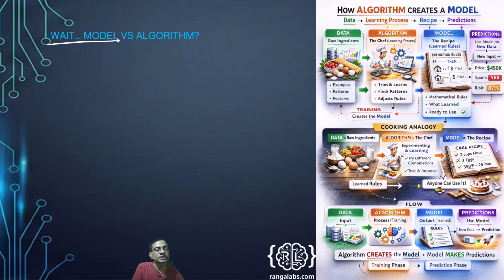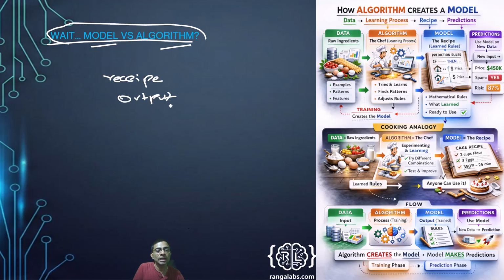Next is a simple thing where a lot of confusion happens. I may also mistakenly use these two words interchangeably sometimes: the model and the algorithm. The model, as we said till now, is the recipe, and we get the output. So what is an algorithm?